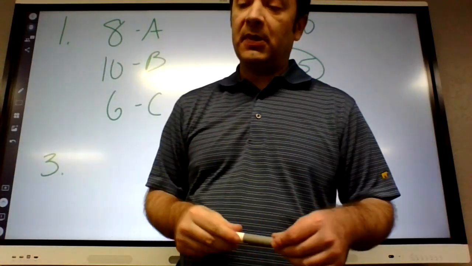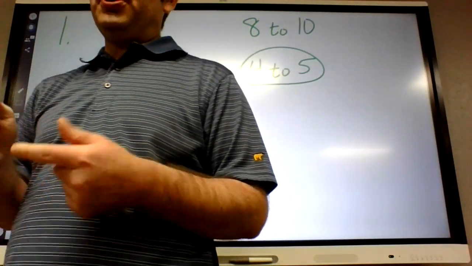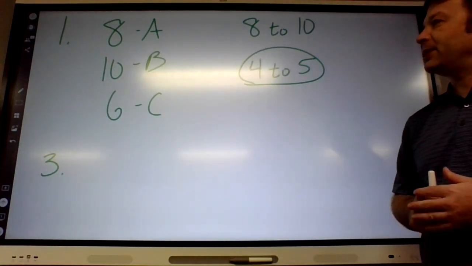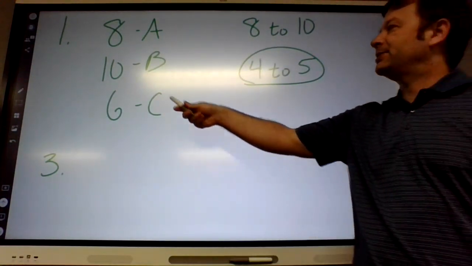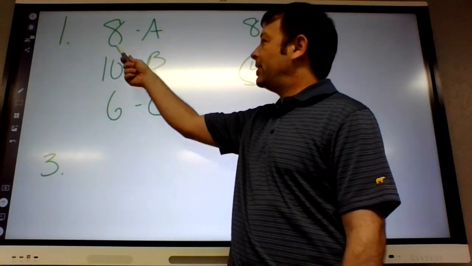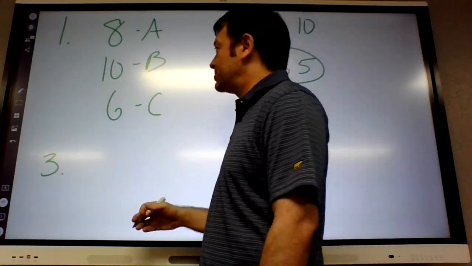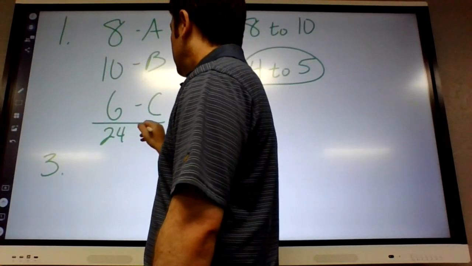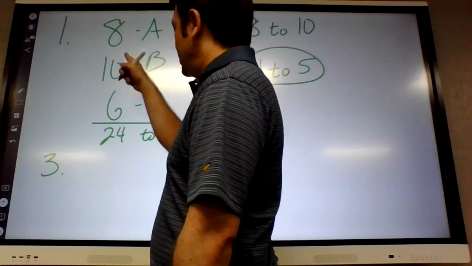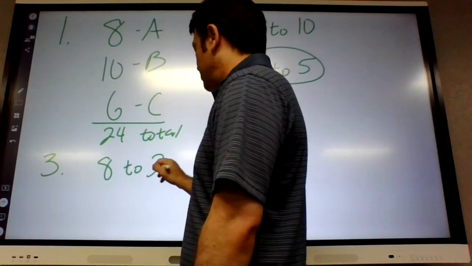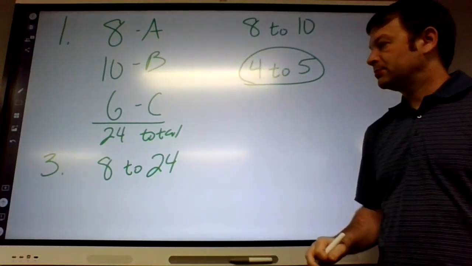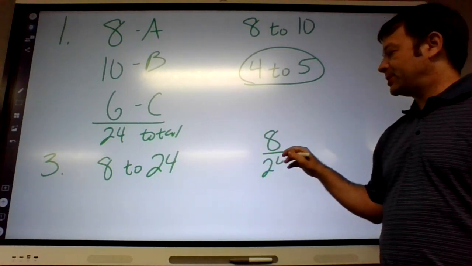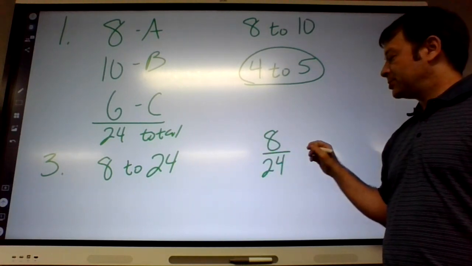Number 3, the ratio of A's to students in the class. They didn't tell us how many students were in the class, so how do we figure that out? Yeah, it's these 3 groups added together. So 8 plus 6, 14 plus 10, 24 students in the class. So the ratio of A's 8 to total 24. What can I divide both of those by? 8. So if you're not good at reducing, if you put this in the calculator as a fraction, it should spit out 1 to 3.